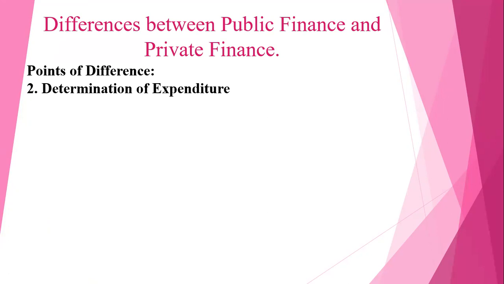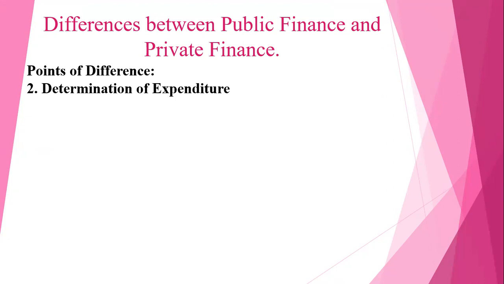The position is quite contrary in the case of government. The government first decides the amount of expenditure to be done during a period of time and then frames schemes to secure money to meet the expenditure. Government has the power to increase its income by internal borrowings, but this is not possible for an individual.